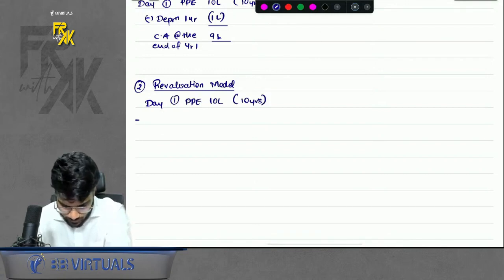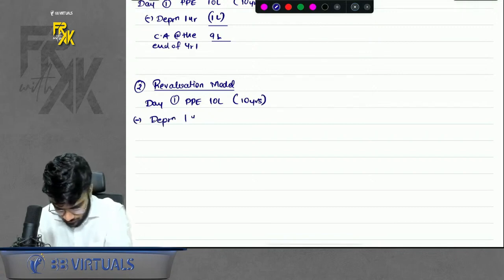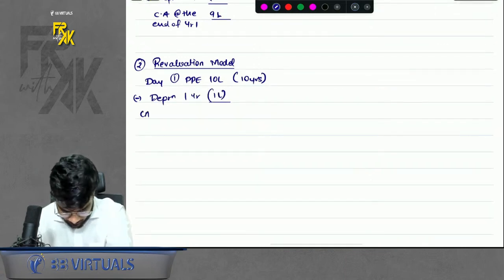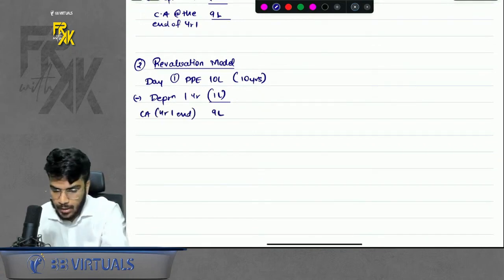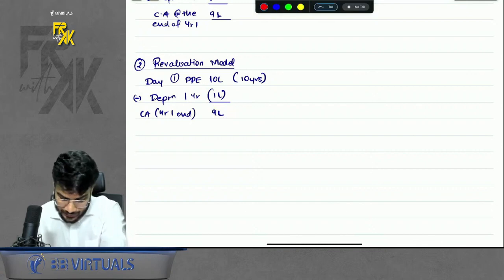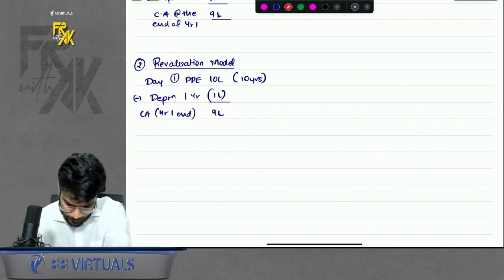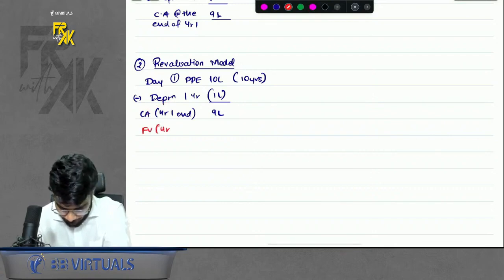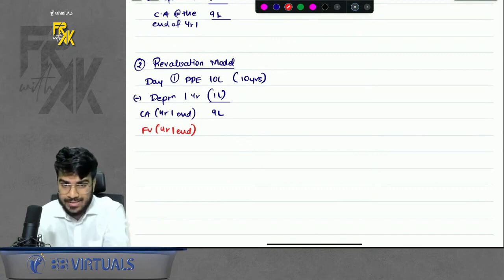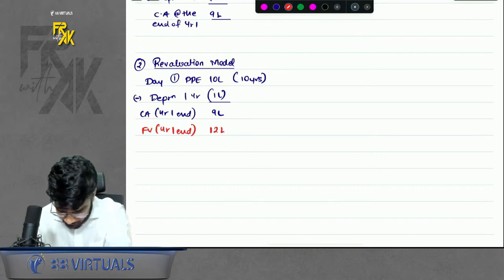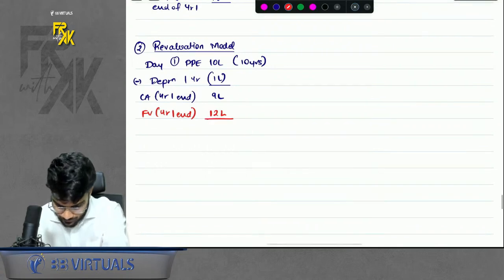You will depreciate for 1 year. That will be 1 lakh. You will get the carrying amount at year 1 end as 9 lakhs. Now under the revaluation model, at the year end, you will also be given the fair value. Fair value at year 1 end is now, let's say, 12 lakhs.